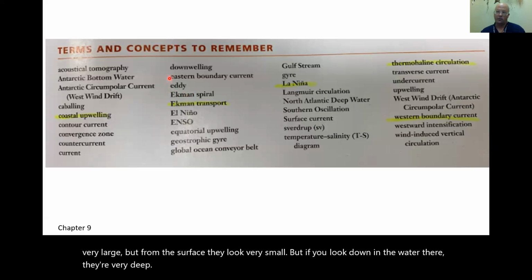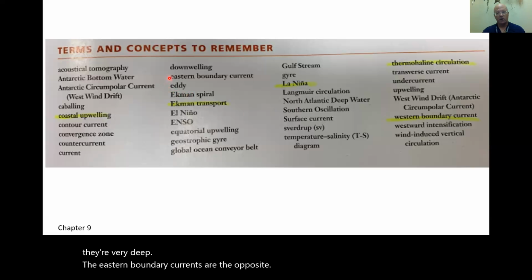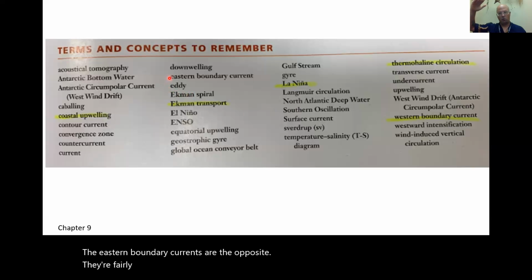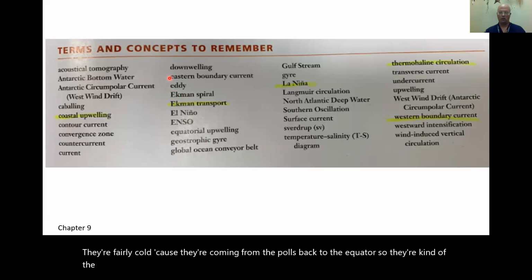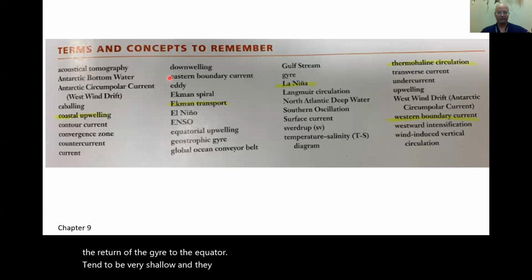The eastern boundary currents are the opposite. They're fairly cold because they're coming from the poles back to the equator. So they're kind of the return of the gyre to the equator. They tend to be very shallow, and they tend to be very broad. Just think of them as the opposite of western boundary currents.